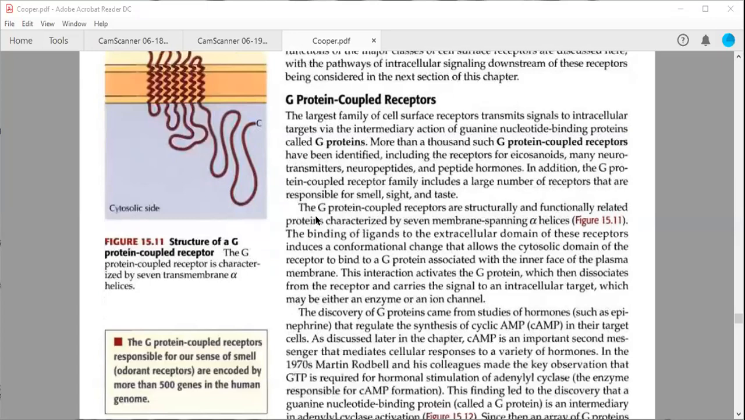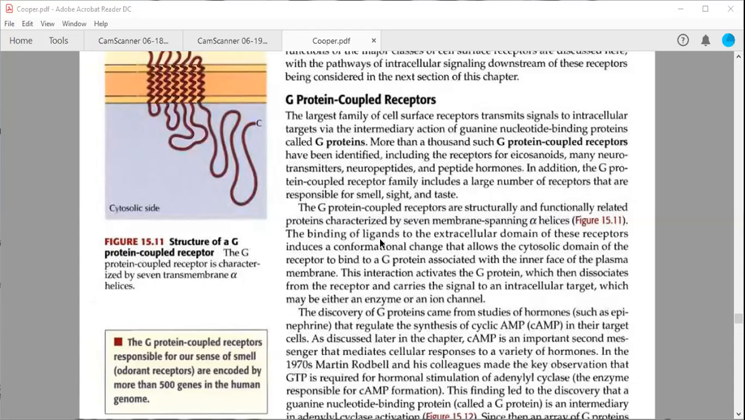Now, actually, what is the basic structure? I already told you that these are membrane spanning alpha helices, and because these span the membrane 7 times, they are called serpentine 7 alpha helices or GPCRs.